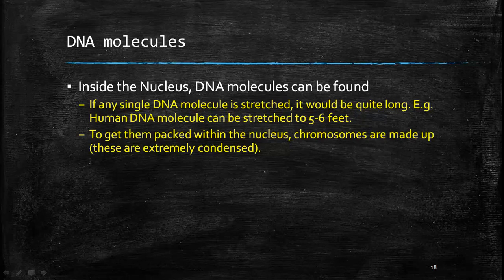The structure of the double helix is somewhat like a ladder, with the base pairs forming the ladder's rungs and the sugar and phosphate molecules forming the vertical side pieces of the ladder. If any single DNA molecule is stretched, it would be quite long. For example, a human DNA molecule can be stretched to 5 to 6 feet. To get packed within the nucleus, these are extremely condensed.